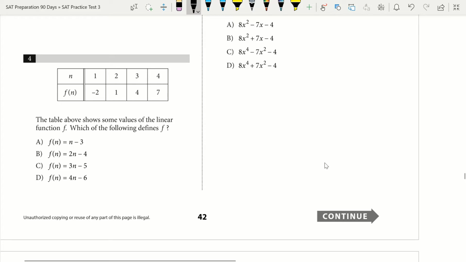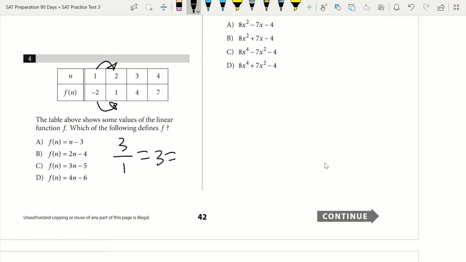All right, the table above shows some values of the linear function f. Which of the following defines f? Well, what we're going to do here is look at our slope. We're going to find our slope, and that's going to give us our answer, right? Sometimes you need to get your slope and then also your y-intercept, but we're going to start with slope because that's easiest. So we see we go from 1 to 2, so we're increasing by 1 in x, so that goes on the bottom. And we see we go from -2 to 1, which is an increase of 3.